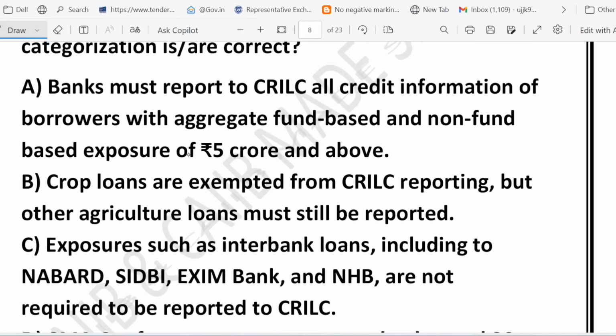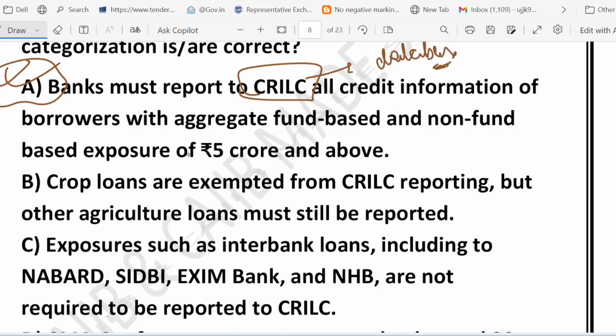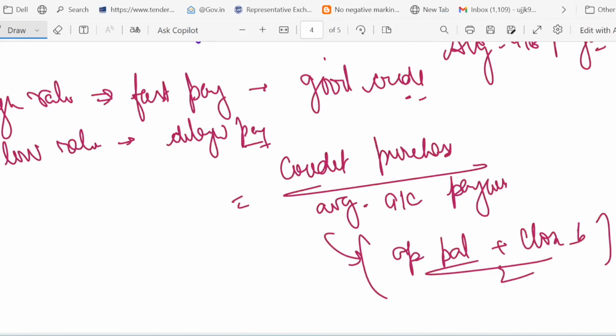First of all, option A. Right, let's have a look. So basically, this option A is true. Why? Because CRILC is like a database at RBI where banks share details of large borrowers, right? If one borrower takes loans from multiple banks, CRILC acts like a database. You can think of it like a database.